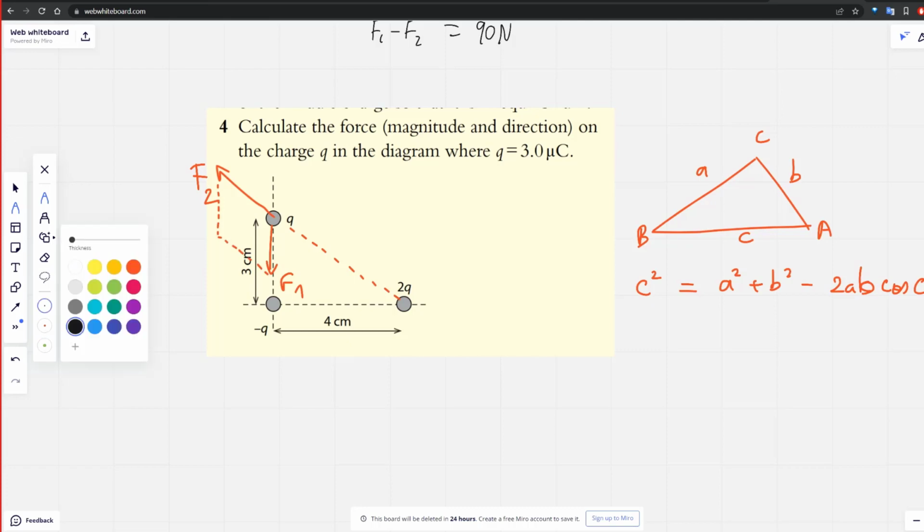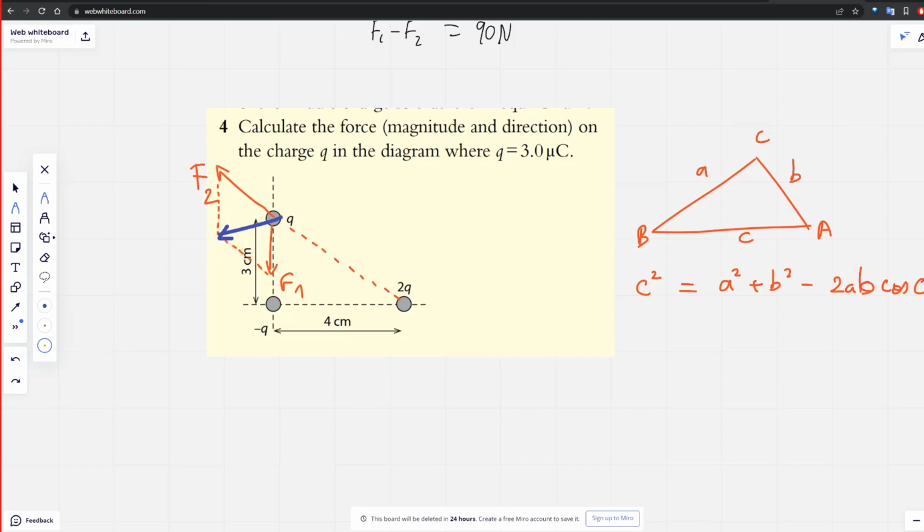Let me change the color. This is the net force. So to find that net force, we can consider this triangle. We know the two sides, this side and this side. We need to find the angle between those sides, which is this angle. To find this angle, you can find this angle. Try it yourself. If you cannot find the angle, I will help. Sorry, can you tell me which angle I have to find?